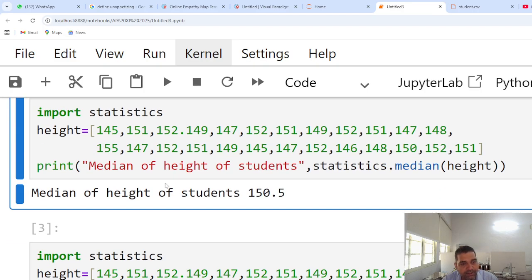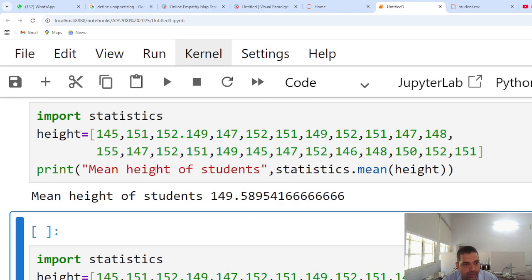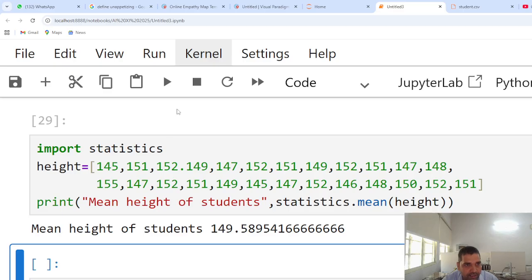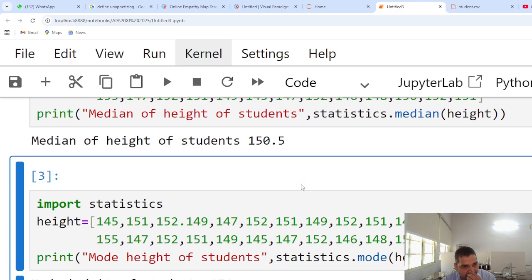Similarly, here we calculated the median height of the students by using the function statistics.median, and we get the median height of the students. The same way, let me clear the output and execute this code. When you write this in the code cell and click run, you get the median height of the students, 150.5.